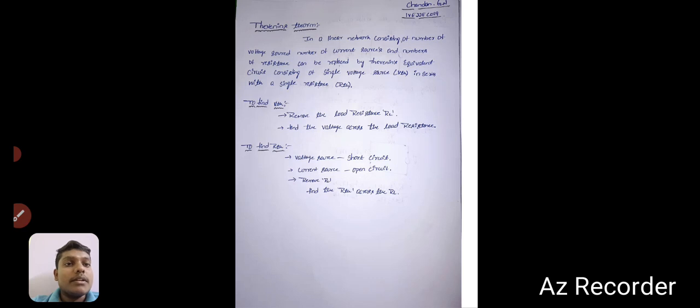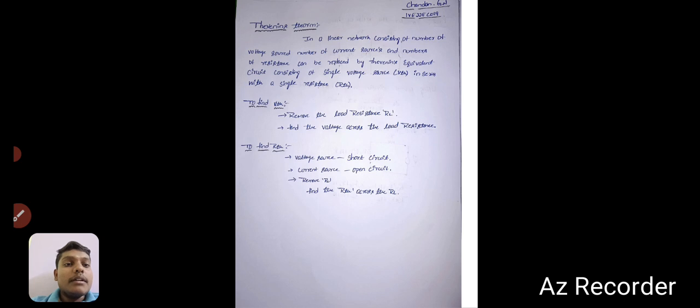Any network of current sources, voltage sources and resistances can be replaced by Thevenin's equivalent circuit, consisting of a single voltage source VTH in series with a single resistance RTH. To find VTH, we need to remove the load resistance RL and find the voltage across the load terminals.